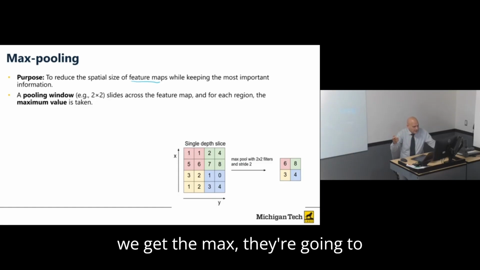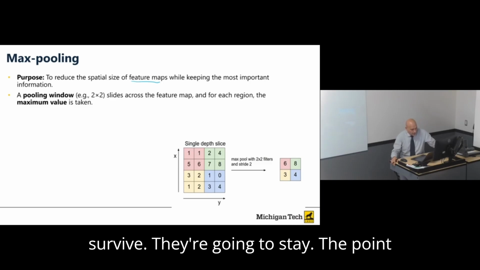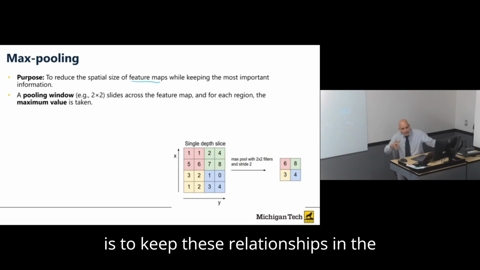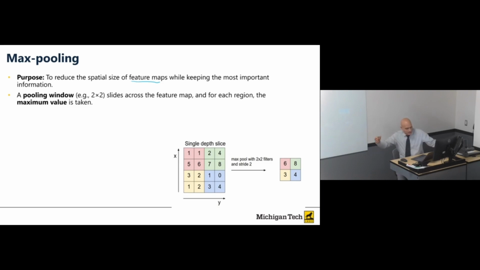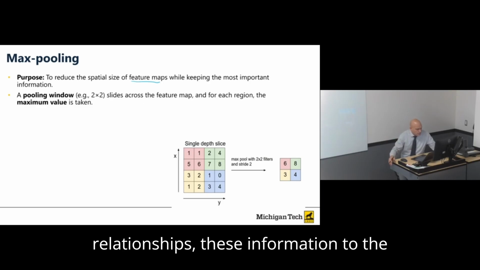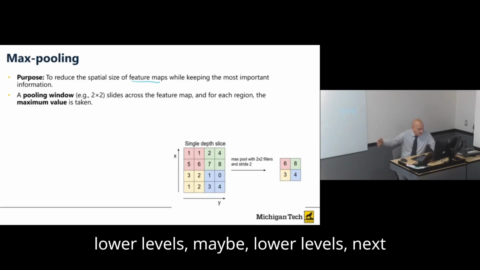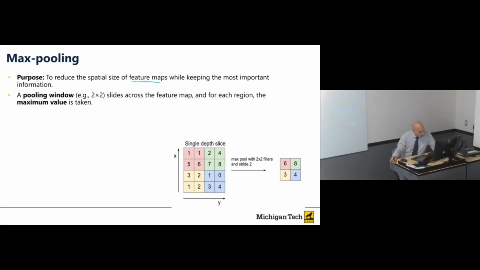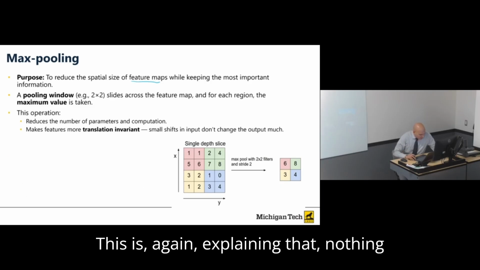If we get the max, they're going to survive, they're going to stay. The point is to keep these relationships in the higher layers. We want to keep those relationships, this information, to the next layers. This is again explaining that, nothing more.